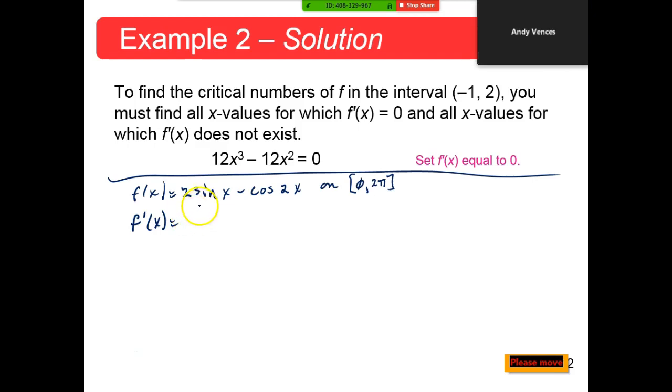No, you got to evaluate it first. I'll get it started. 2 times derivative of sine x, cosine x. Okay. Next.